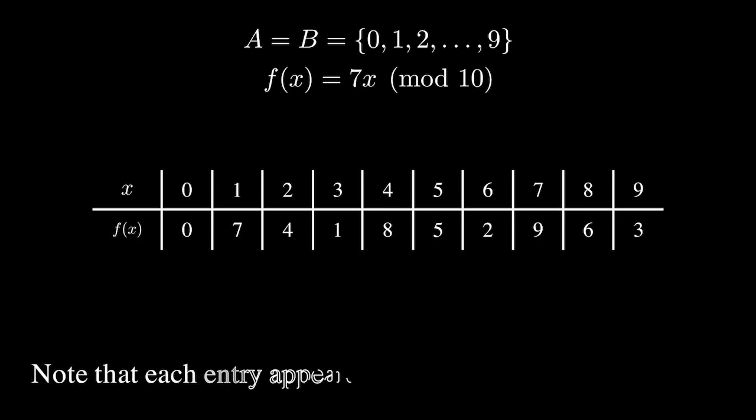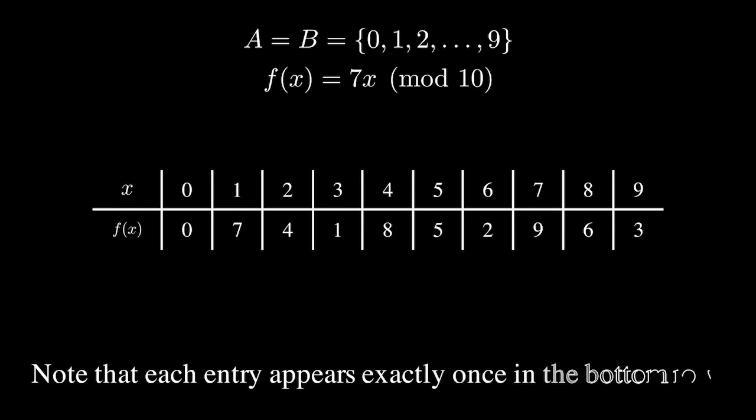Also, let's finish on a modulo pro tip. The fact that this function is invertible, the fact that this function is bijective, happens because 7 and 10 are relatively prime. More on this later.